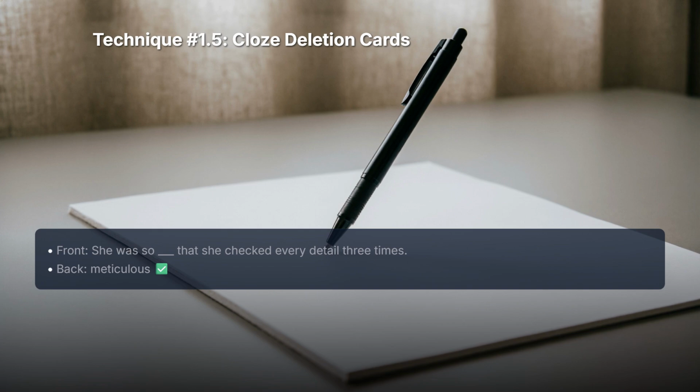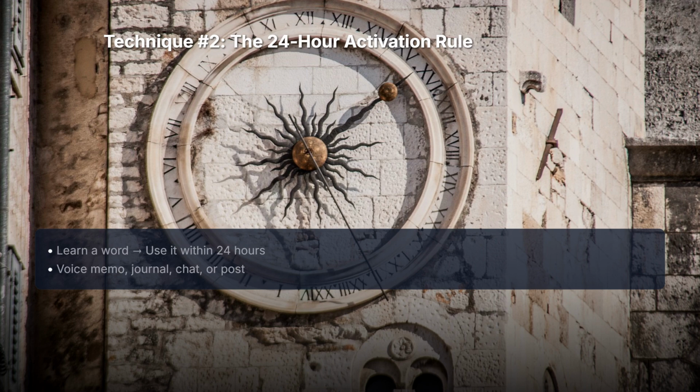Use apps like Anki or Quizlet, or just write them on paper. 1 word per card. Keep sentences short. And never skip saying it aloud. Technique number 2, the 24-hour activation rule. Here's a hard truth. If you don't use a new word within 24 hours, your brain files it away as "nice to know." It drops straight into passive storage.